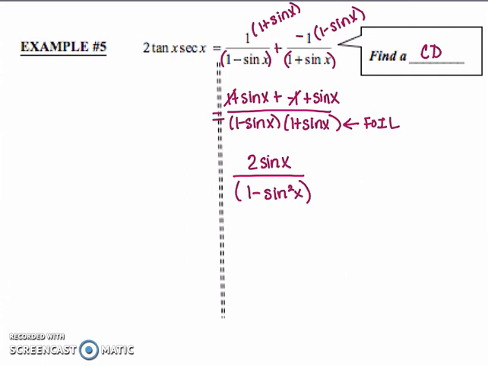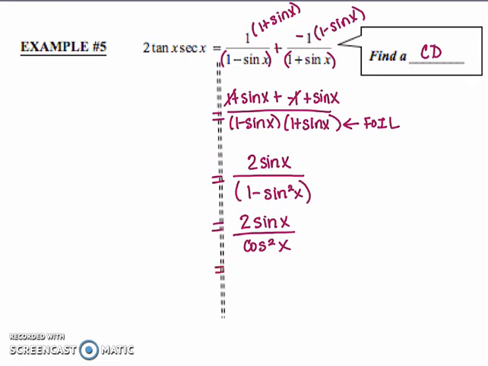All right, we just had this in our previous problem. 1 minus sine squared x, that's a Pythagorean identity. So I can replace 1 minus sine squared x with cosine squared x. So now I've got 2 sine x over cosine squared x. We are almost there.